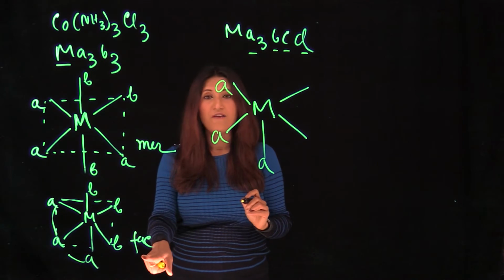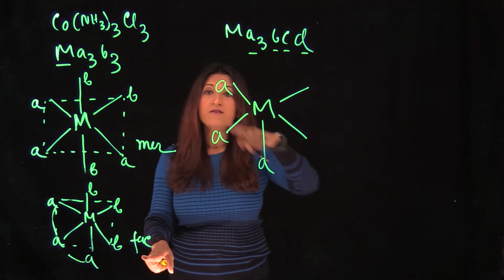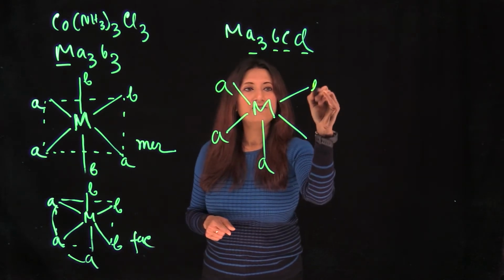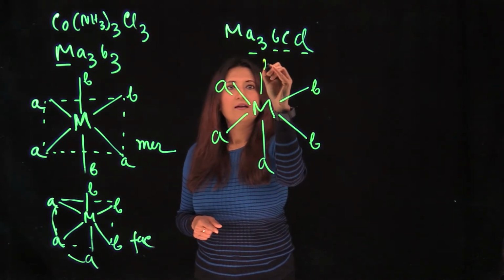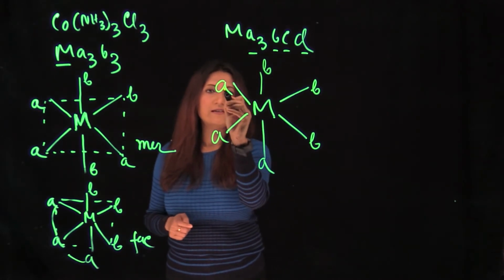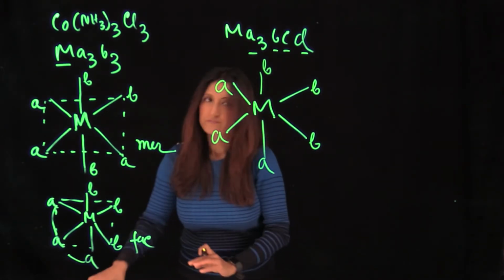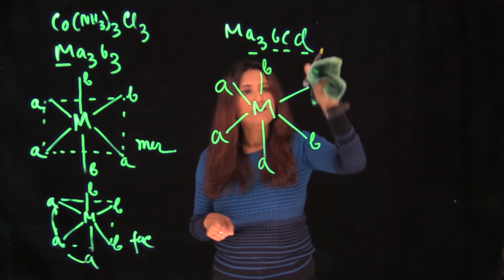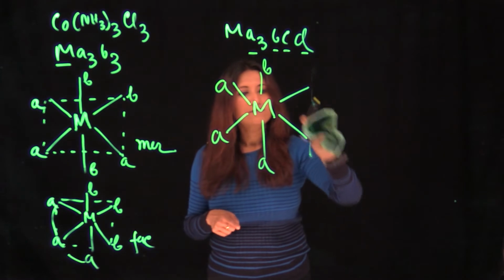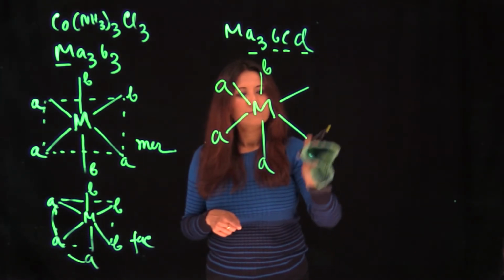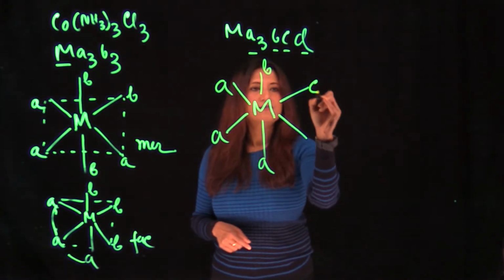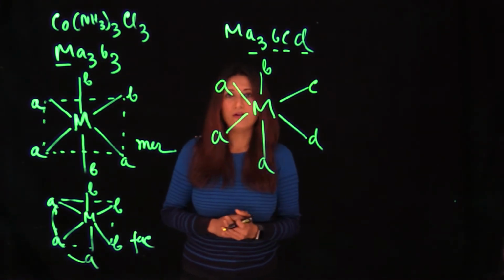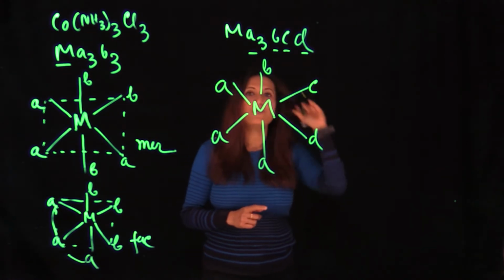So this is my fac because it's basically covering the face of the octahedron, one side, okay? So this is A, and then I have B, B, and B. So that's basically fac. Now you have C and D, so I will change that to C and D. So this is going to be my one isomer. Let me talk about a few other ones.